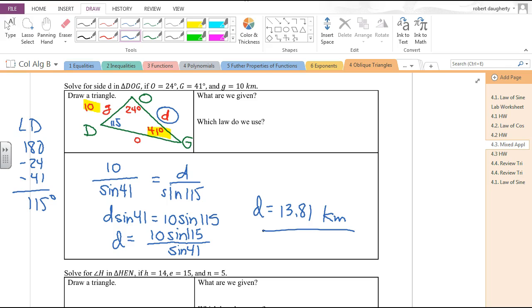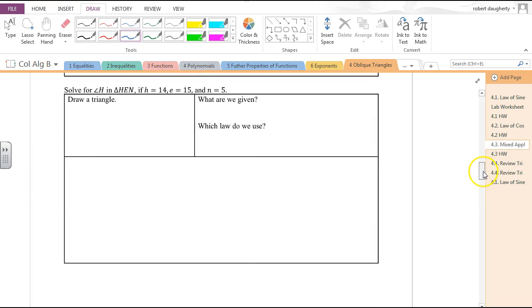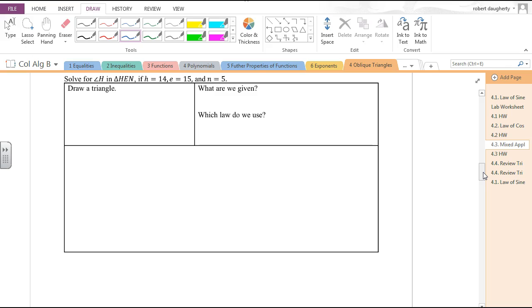So again, it's drawing the triangle, figuring out which is the appropriate rule to use. Let's look at this next one. We're back into farm animals, triangle HEN. So H, E, N. This is side N, that's side E, and that is side H. Side H is 14, side E is 15, and N is 5. So I'm given 3 sides.